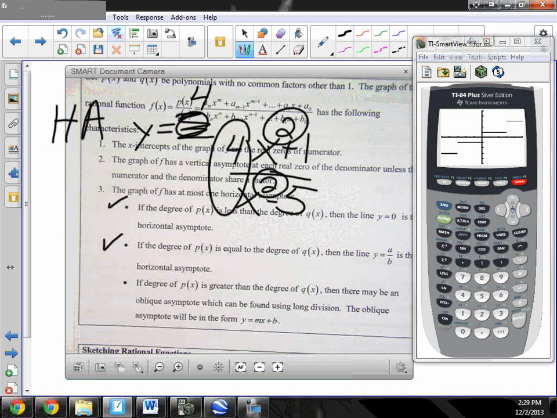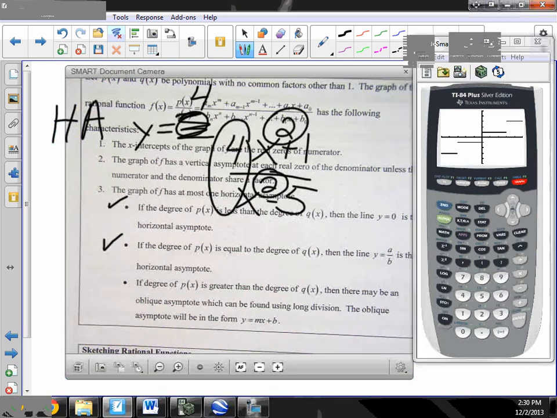It's really easy. Yes, because the rest of it doesn't matter. The rest of it will change how fast it approaches that asymptote, but in the end, it's never going to get there anyway. And that's a really good question.